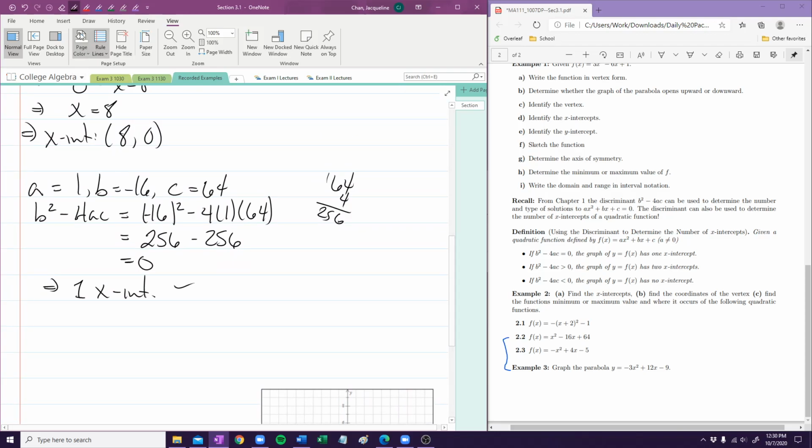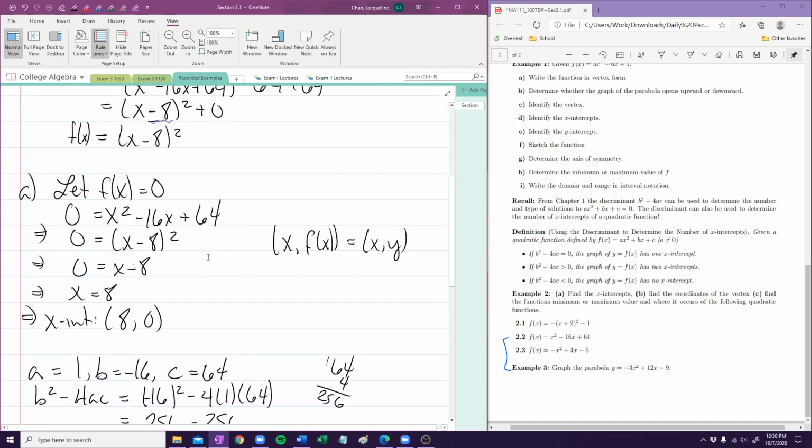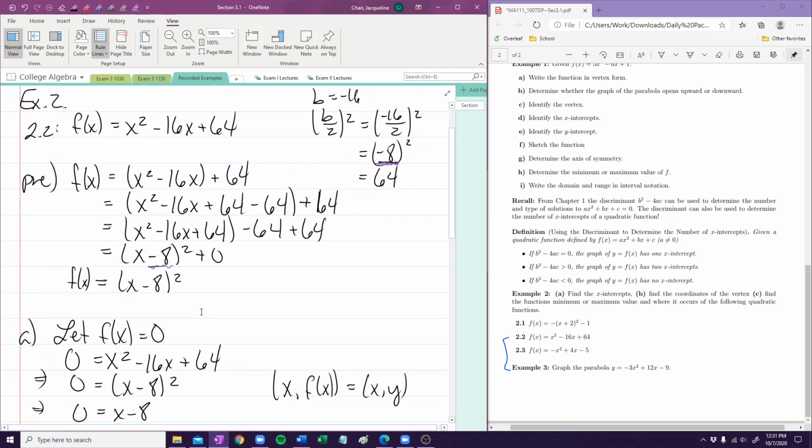Again, if you decided to use the vertex form for this one, you would have just been left with 0 equals x minus 8 squared, and then you would have gotten x is equal to 8. After all the work, you'll still get the same answer.